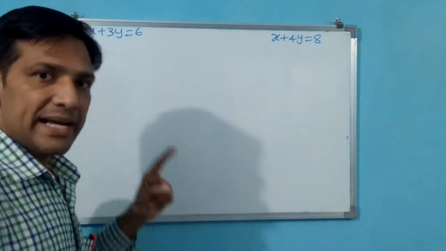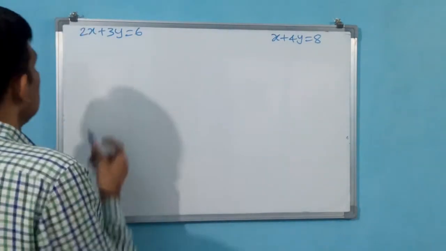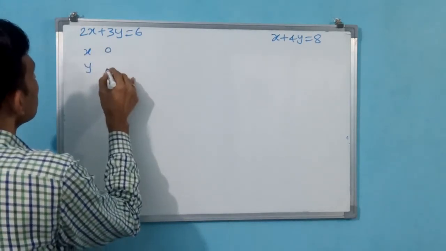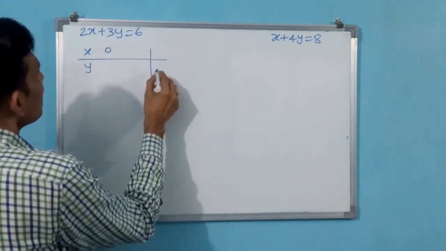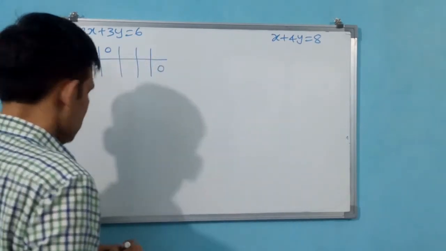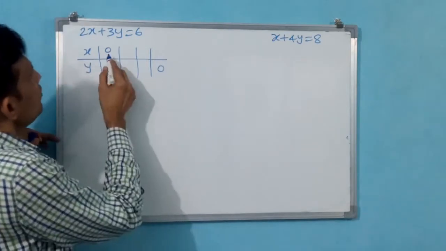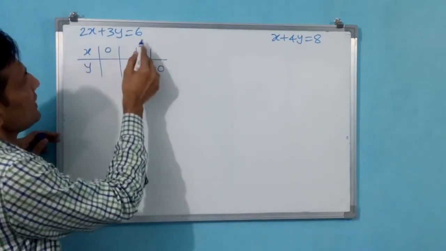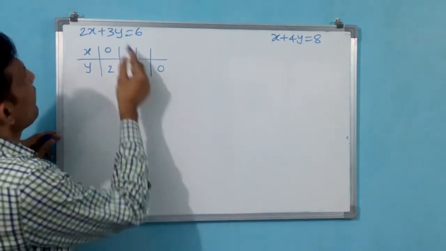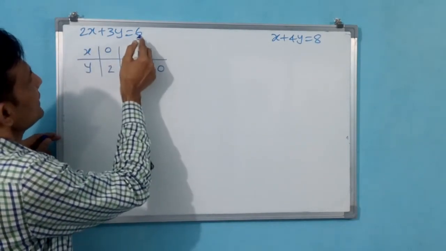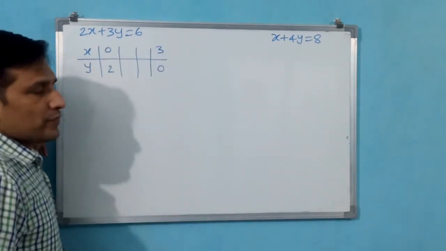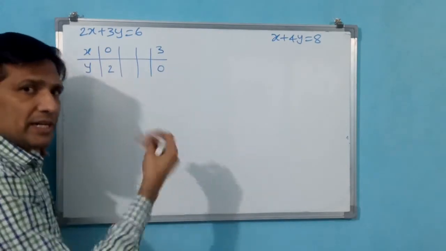But before plotting the line, as I said, you make some table. X, Y, 0, 0. When x is equal to 0, 3y is equal to 6, y is equal to 6 by 3, 2. When y is equal to 0, 2x is equal to 6, x is equal to 3. Remaining values you need not take also.